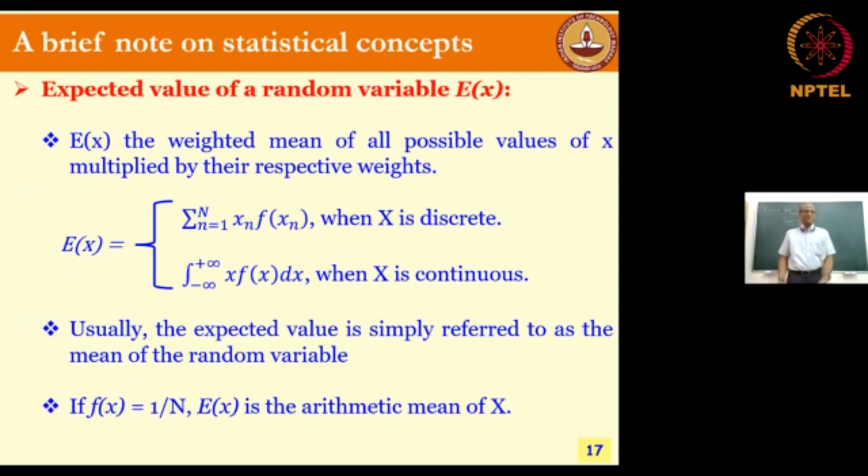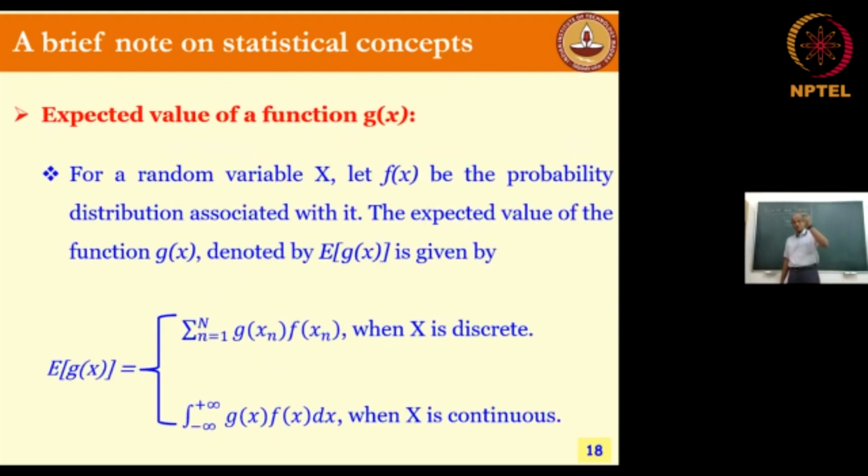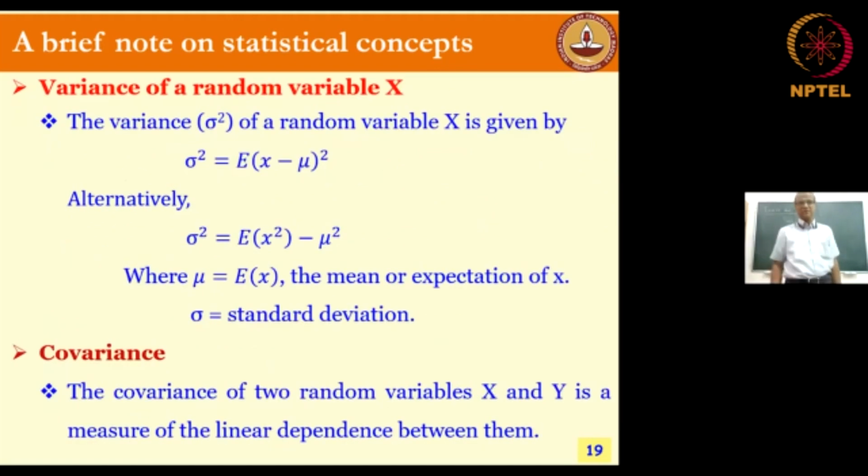So E of x is basically the arithmetic mean, which is simple to calculate. If f of x equals 1 by n, E of x is the arithmetic mean of x. The expected value of a function of x, g of x, will be sigma g of x into f of x when x is discrete. The sigma will be replaced by an integral from minus infinity to plus infinity of g of x f of x dx when x is continuous.